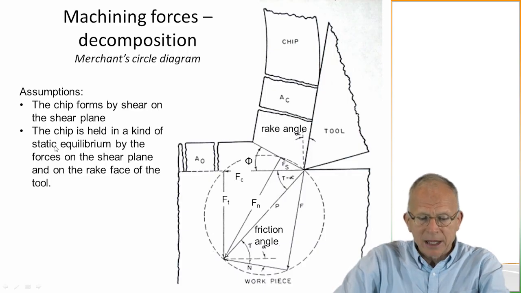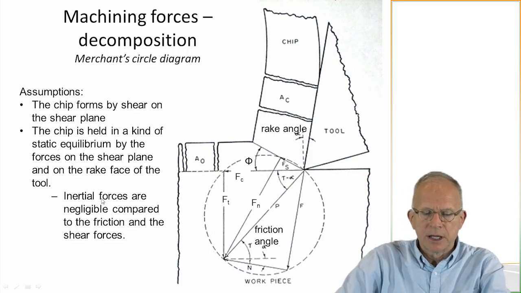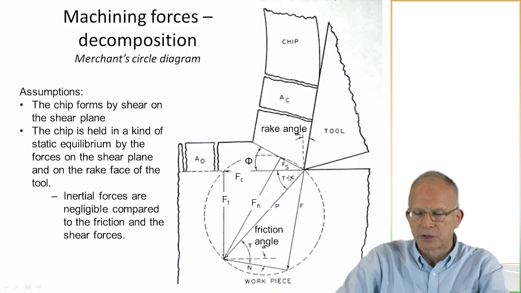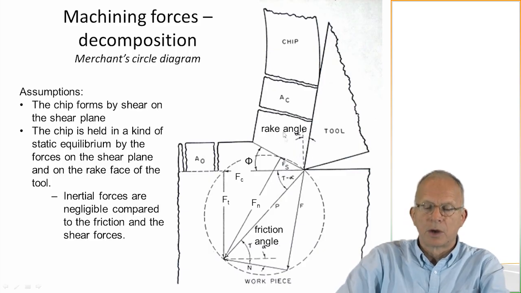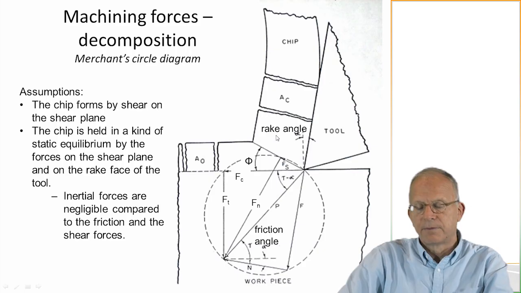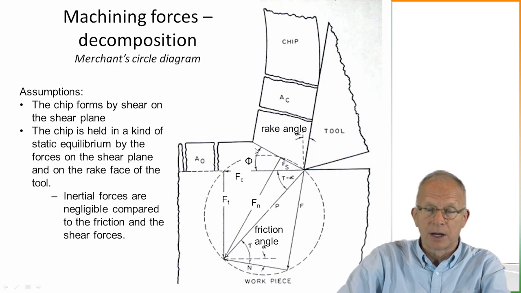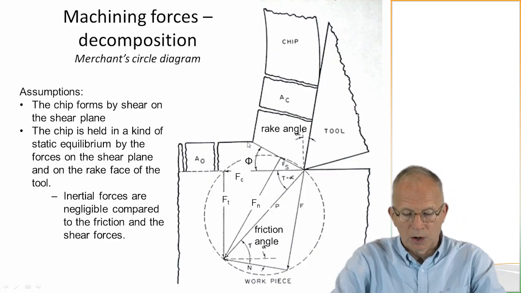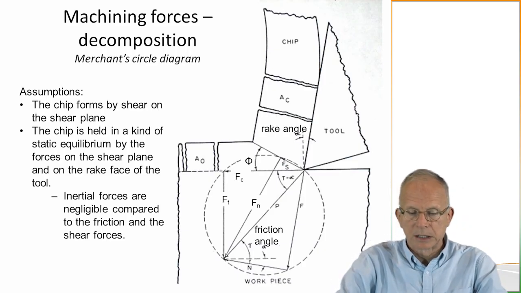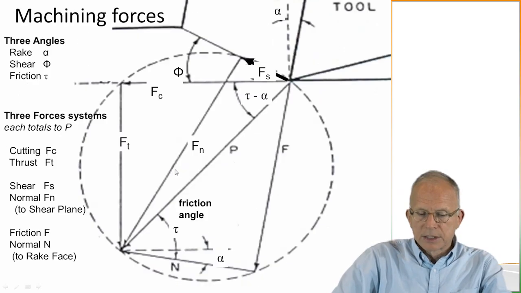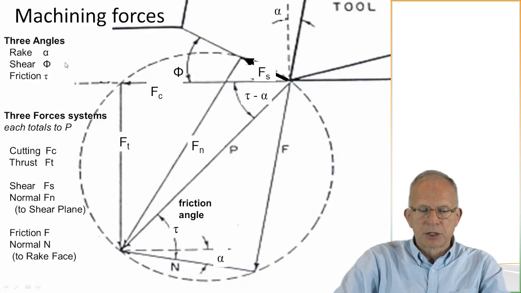Why is this a kind of static equilibrium? Well, that's because the inertial forces are negligible compared with the friction and the shear forces. So we have the shear forces here in the shear plane, and friction forces here in the rake face of the tool. And those are so large that they dwarf the inertial forces, because the material in the chip is accelerating as it goes across the shear plane. So there are inertial forces there, but they're just so small compared to the other ones that we can neglect them. All right, so let's take a look at this force decomposition.